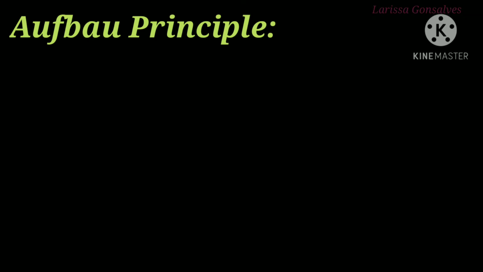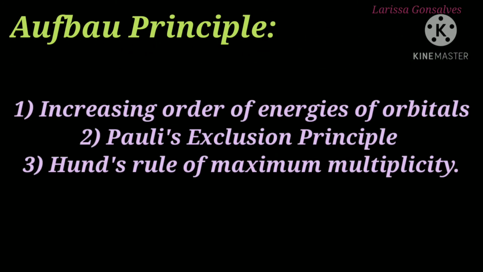Now this Aufbau's principle is based on three rules. First is the increasing order of energies of orbitals. Second, Pauli's exclusion principle. And third is Hund's rule of maximum multiplicity.